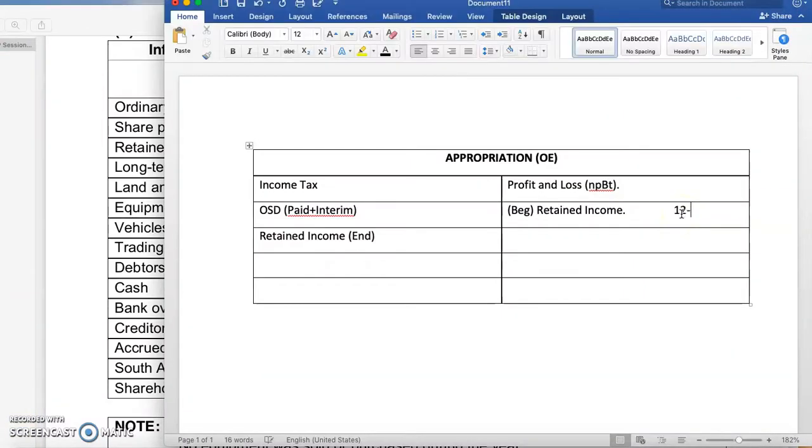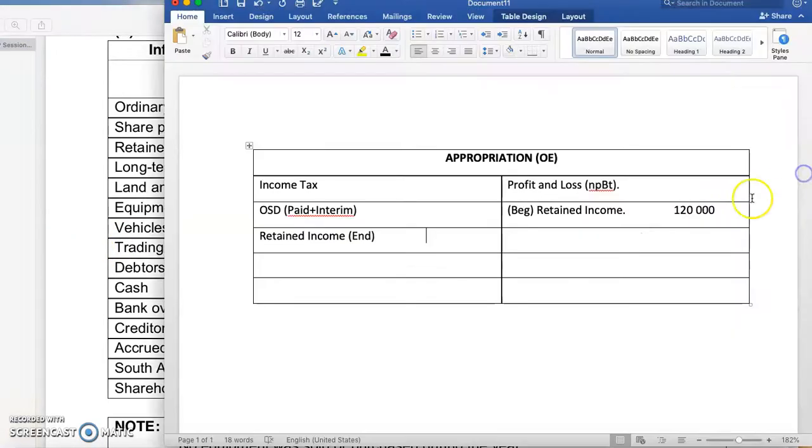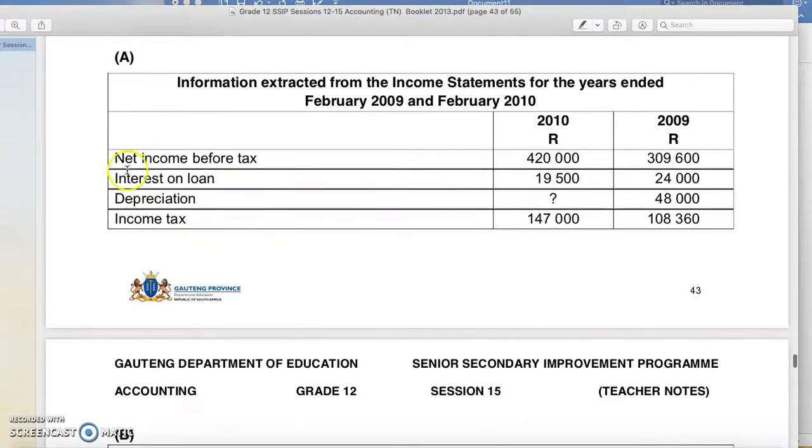At the beginning it was 120,000, and at the end it was 200,000. So that's fairly easy. Nothing difficult required if you know which details you need to write here and where you're going to find your amounts. Pretty straightforward. Next we have profit and loss, which is given to us right here. It's the first line actually, and it's already before tax, so you don't have to calculate anything.